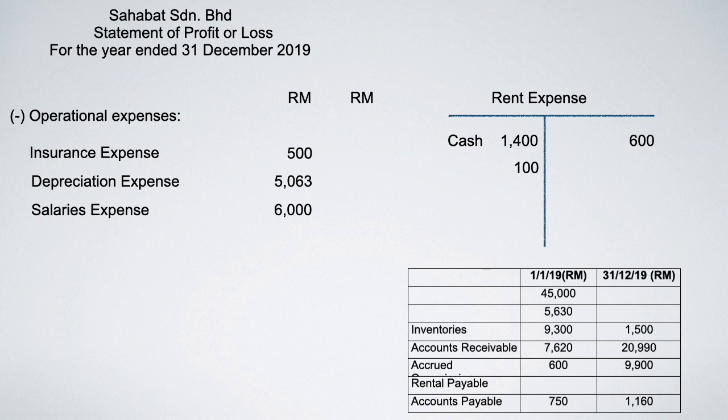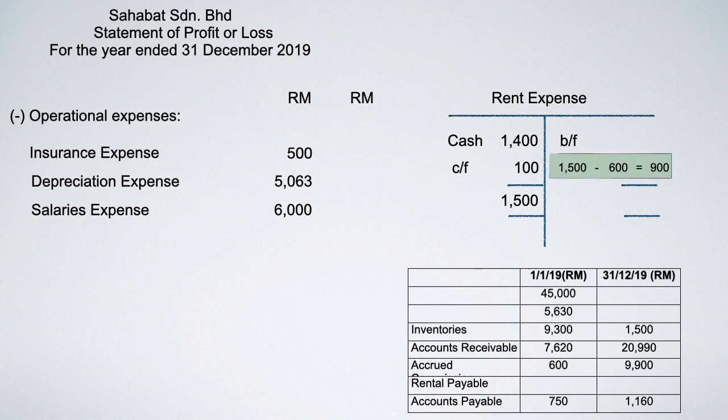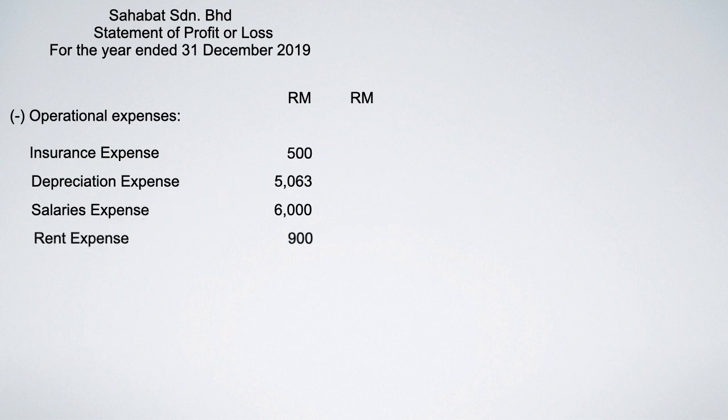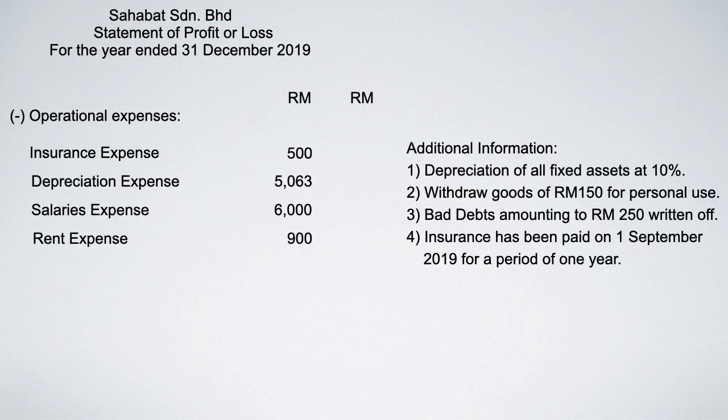Jangan lupa. So sebabkan ini adalah rental payable, so dia liability. So baki awal dia you akan letak dekat credit, and baki akhir dia you akan letak dekat debit. Okay, so you total, you cari the missing figure. So the missing figure is actually the rent expense. Okay, so kita sambung lagi.